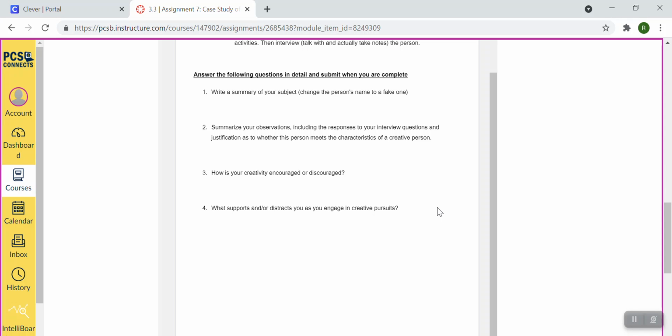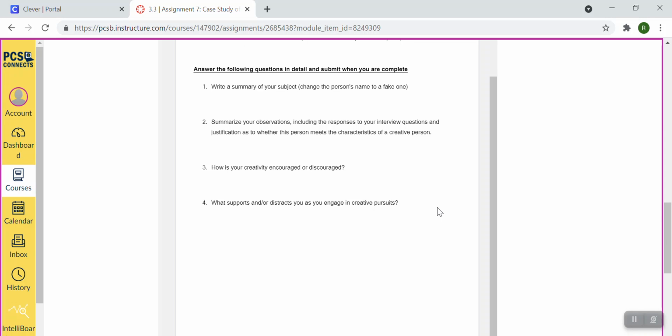The second thing is you're going to summarize your observations, including the responses to your interview questions, and justify as to whether this person meets the characteristics of a creative person. So you're going to take all your observations in the next couple days, or the few days that you take to do this, and you're going to say, does this person meet the characteristics of a creative person? And the answer might be no. You might have thought originally they were creative, and now you've looked at this information, you're like, maybe they're not. That's okay. 3, how is your creativity encouraged or discouraged? What supports or distracts you as you engage in creative pursuits?